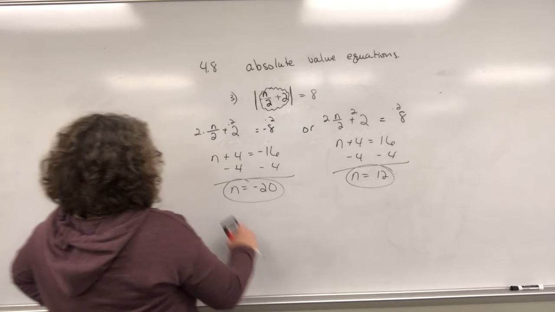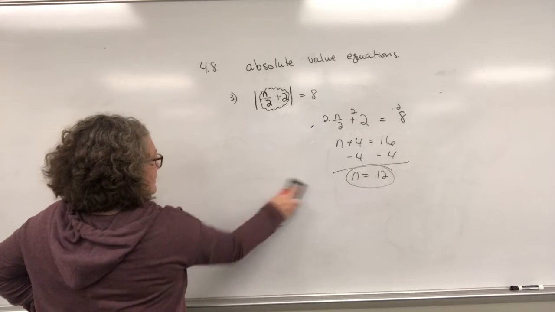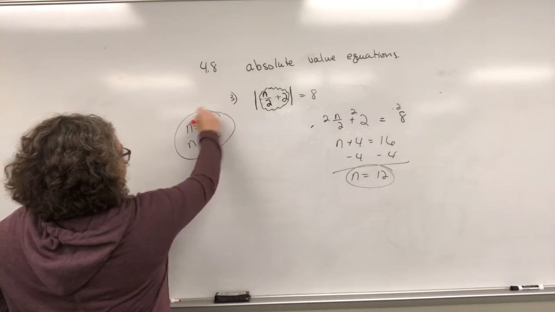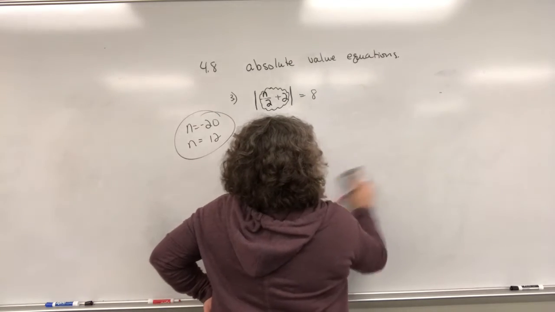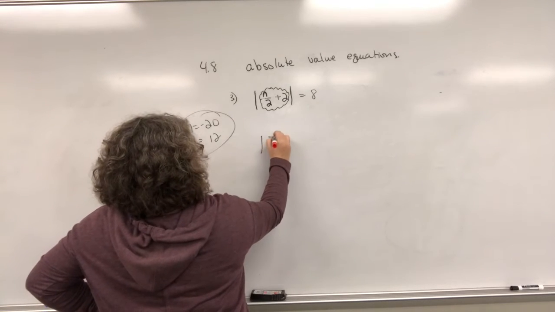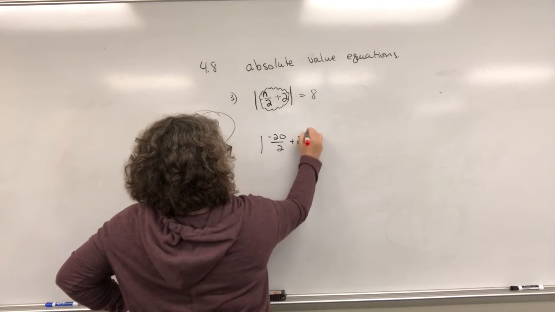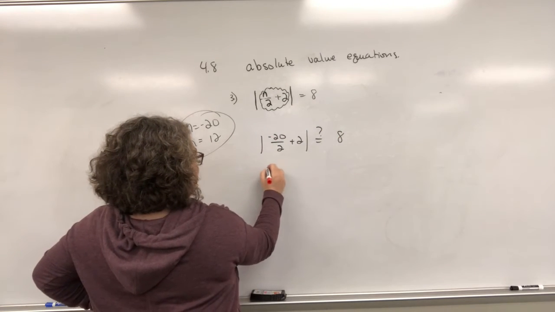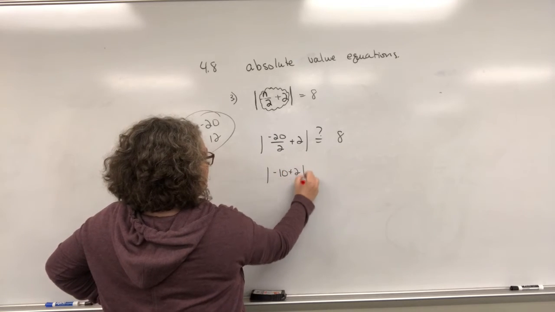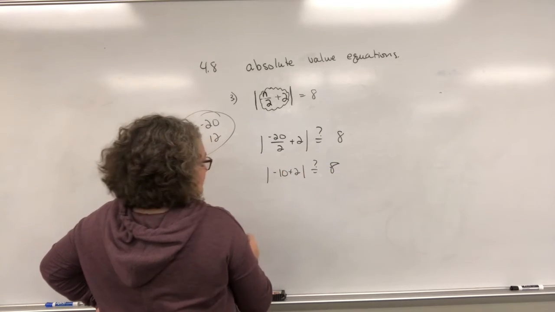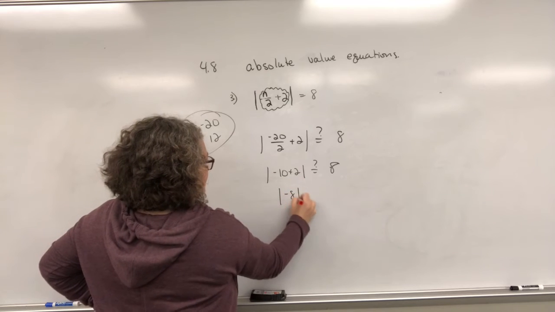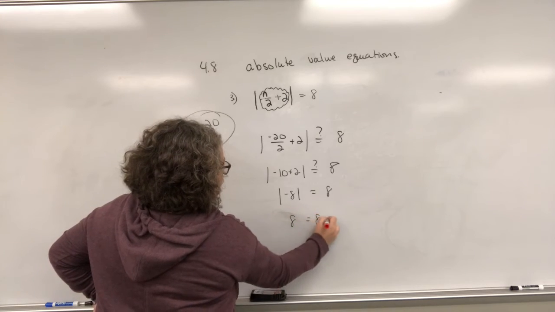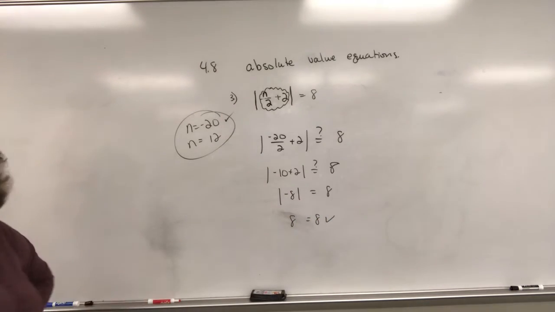I'm going to erase this, so if you need more time, just pause it. I said that n equals -20, n equals 12. That's my solutions. So let's test it and see. Absolute value of -20 over 2 plus 2, does that equal 8? We have to simplify what's inside, so this would be absolute value of -10 plus 2. Does it equal 8? This would be -8. Does it equal 8? And this would be, oh, I'm getting a little ahead of myself. 8 equals 8. Yes, so I know -20 works.